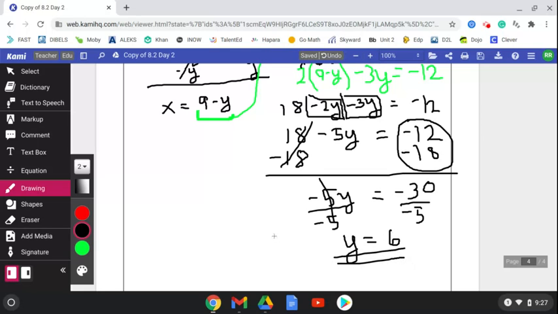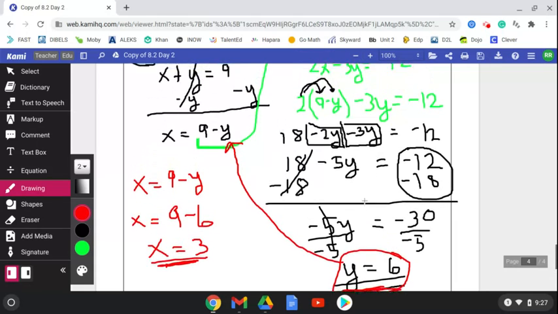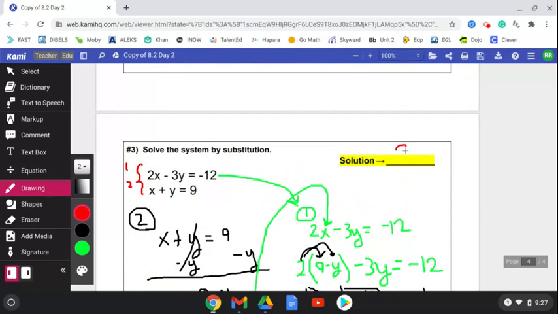So you have the y value. Now you got to get the x value. So take this y and plug it in right there, right? If x is equal to 9 minus y and y is 6, that means x is equal to 9 minus 6. And 9 minus 6 is 3. Okay, so you have your x value, you have your y value. The last step is to write it as a solution. Your x value first, and then your y value, comma between them, put in parentheses.